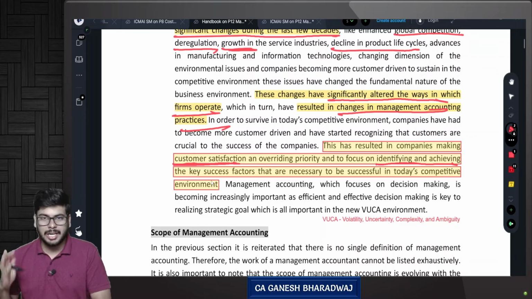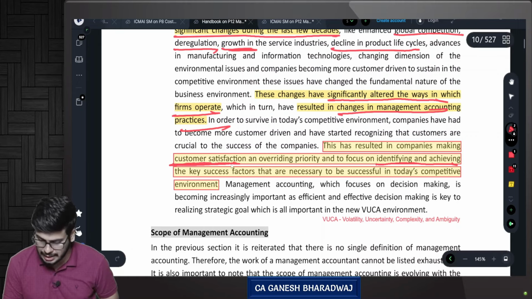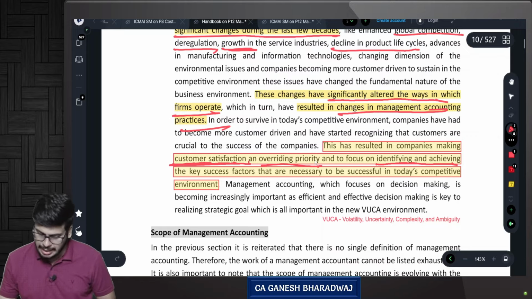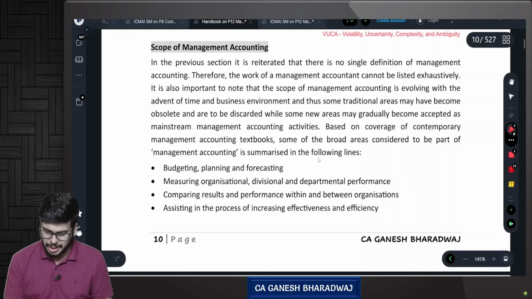So basically, right now, it all boils down to this. I told you, customer is the king. Customer satisfaction is the overriding, topmost priority of any business. Clear with this? Fine. Now the scope of management accounting is all mentioned here.